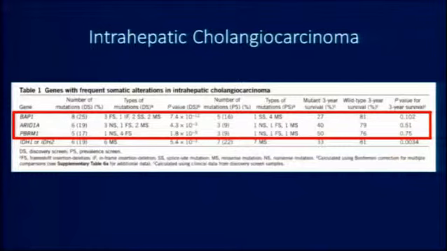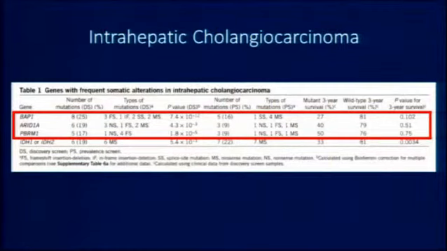More impressive than the mutation frequency, though, were the types of mutations. They were enriched for inactivating mutations: nonsense mutations that make stop codons, frame shift mutations, and splice site mutations. So it really seems like these have a pattern of tumor suppressor genes, and these are function-altering mutations.